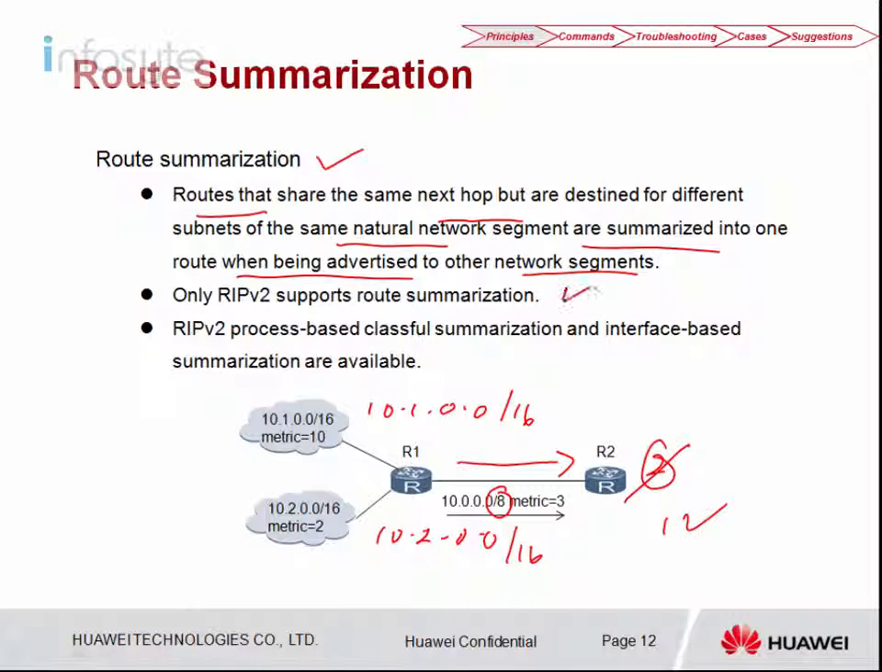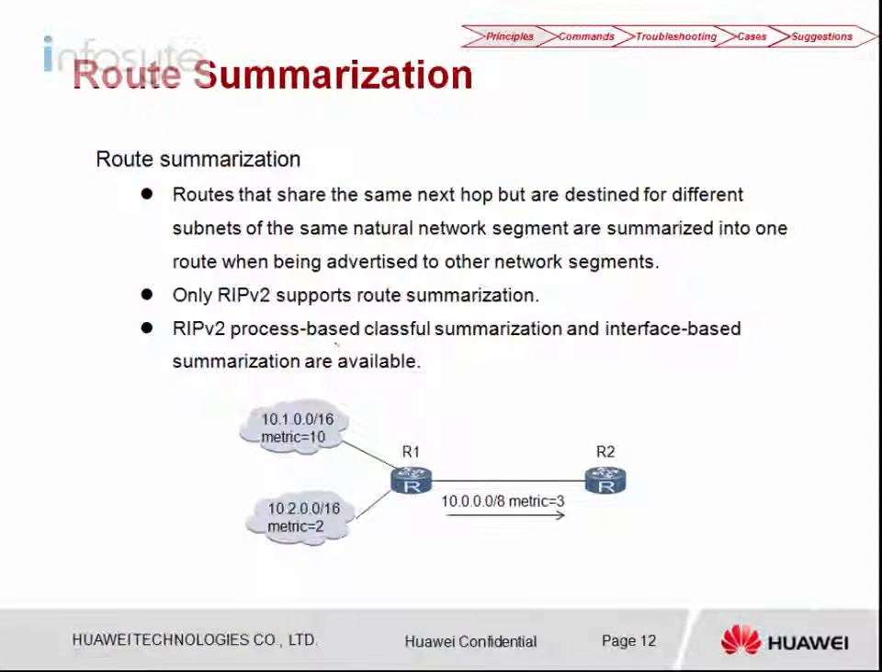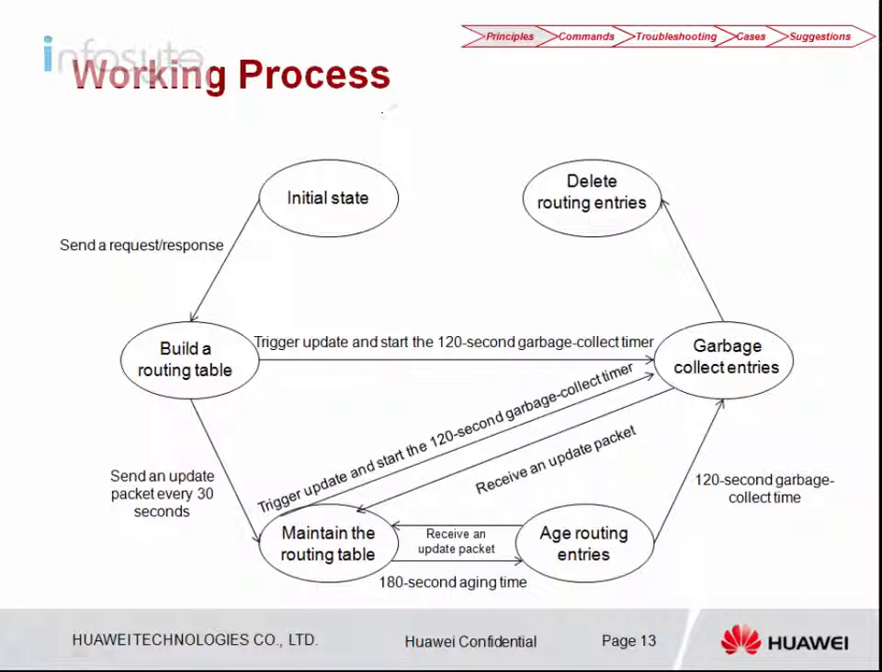The summarization can only happen if you are using version 2. And in version 2, process-based classful summarization and interface summarization are available, which means that you can summarize based on the interface, or you can configure it based on the RIP config. Now let's look into a summary of how the whole thing works together.